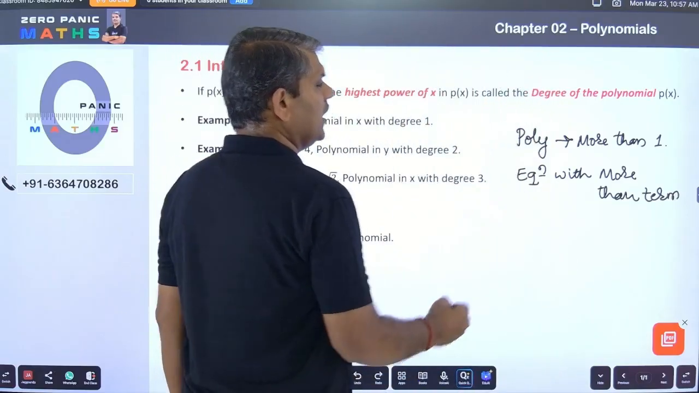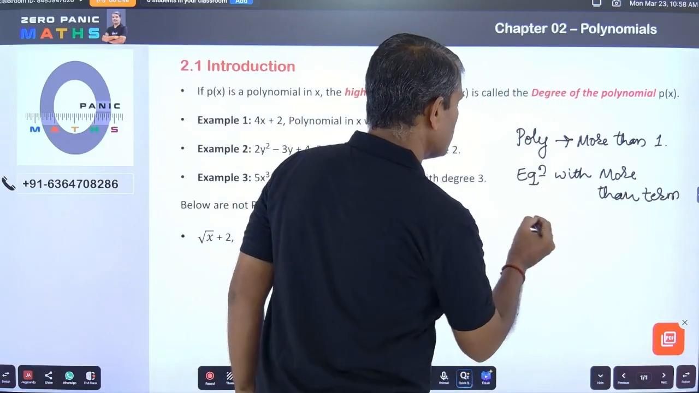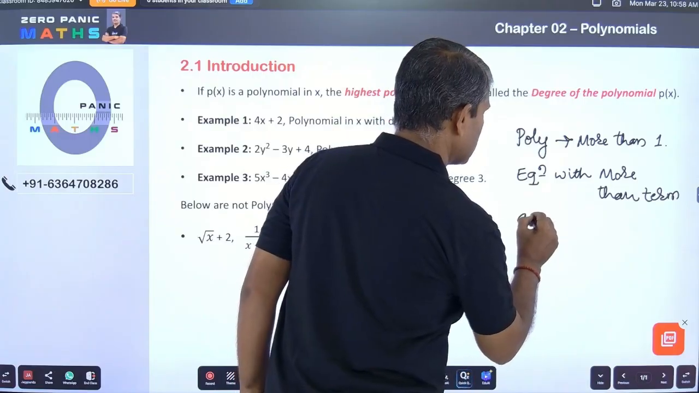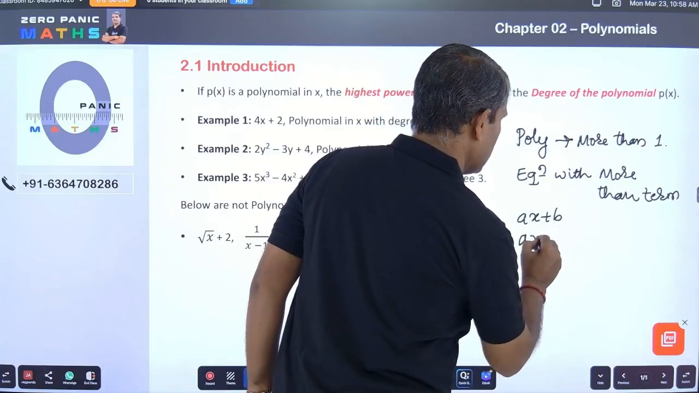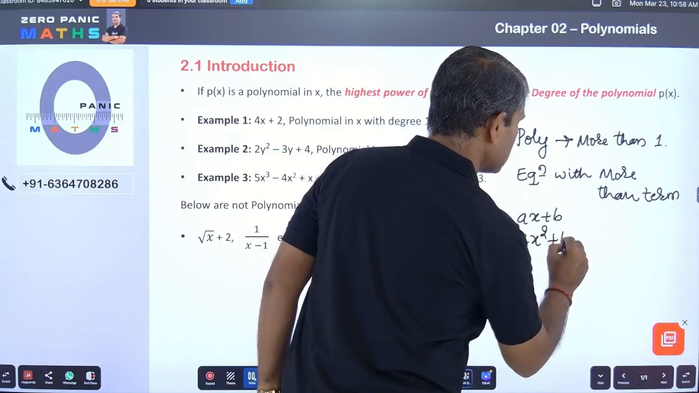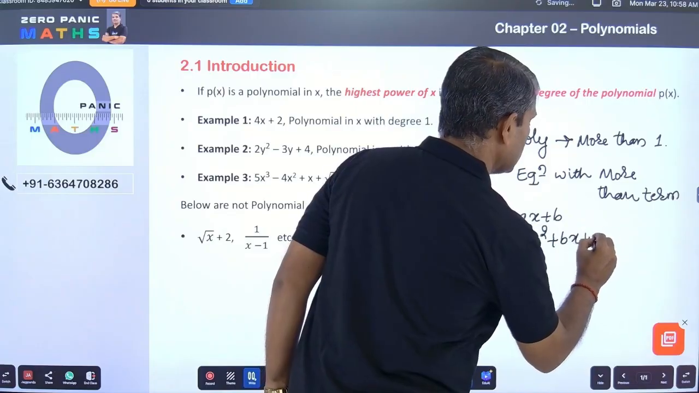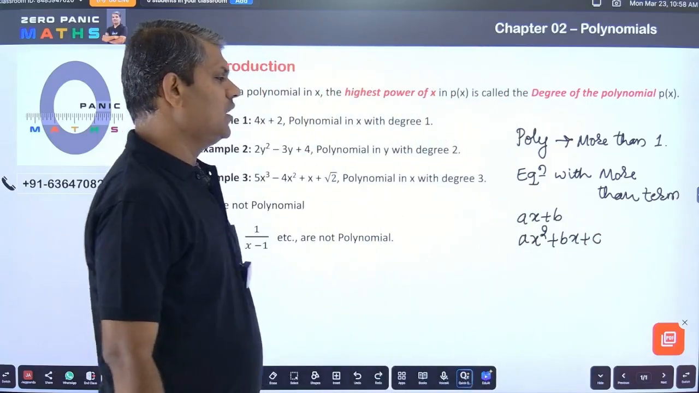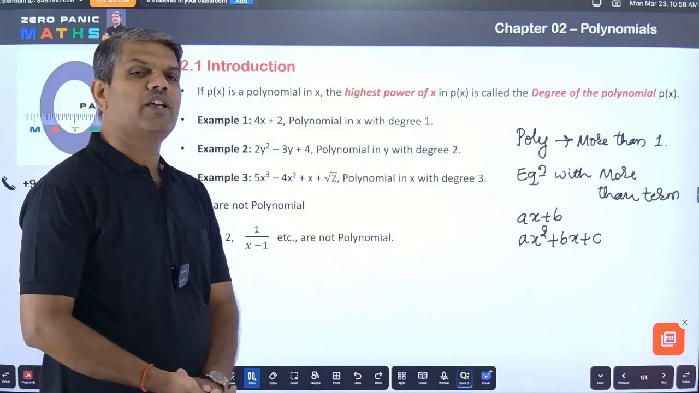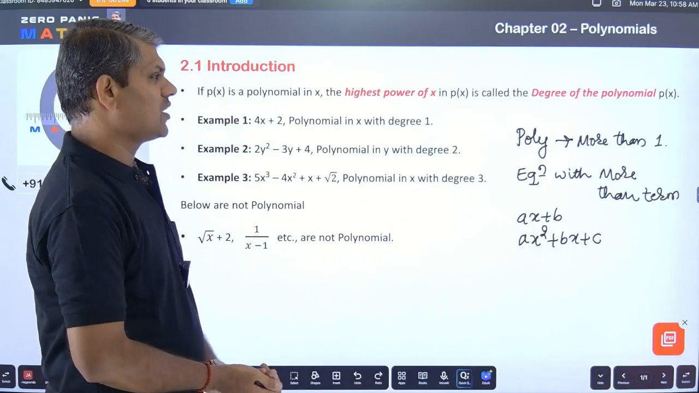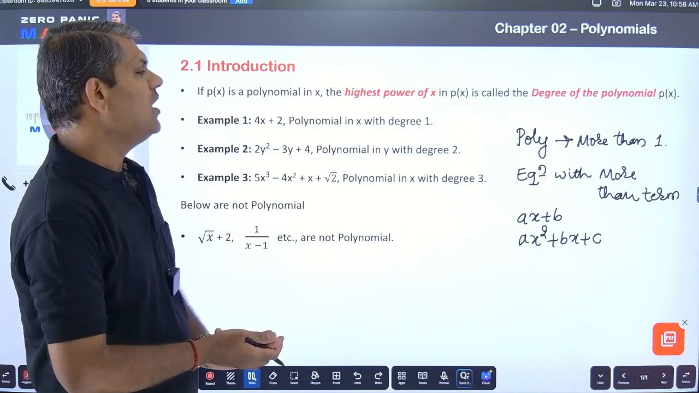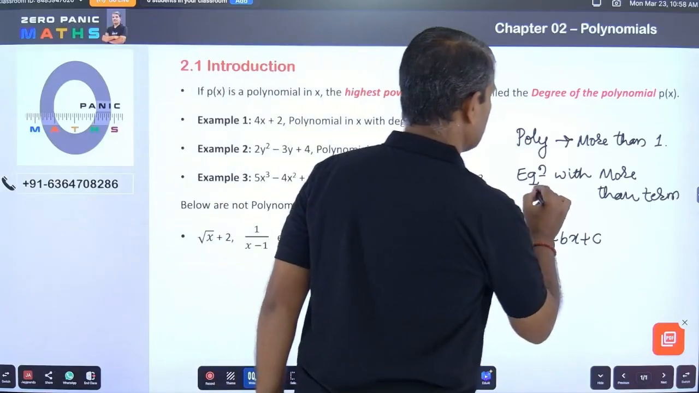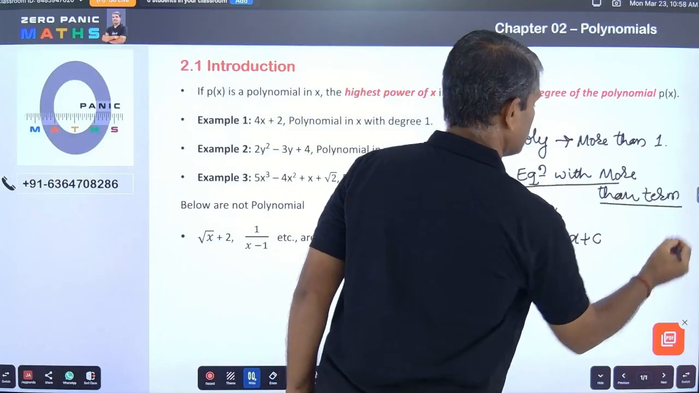So any equation that has more than one term, say for example ax plus b, ax square plus bx plus c. We are going to see all these different kinds of polynomials in our next discussions. So to simply define, a polynomial is an equation with more than one term.